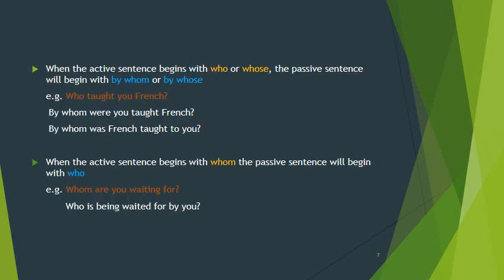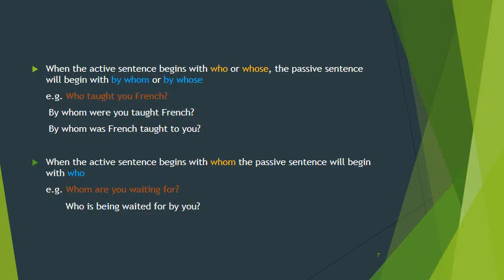When the active sentence begins with who or whose, the passive sentence will begin with by whom or by whose. For example, who taught you French? The passive can be by whom were you taught French or by whom was French taught to you.